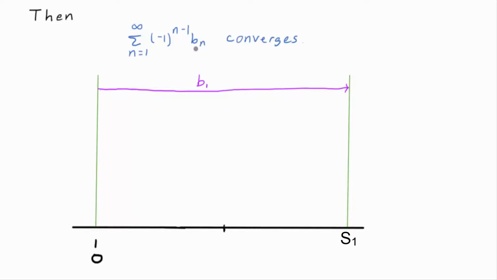If b_1 is positive, then the next term in the actual series would be negative b_2. The first term would be plus b_1, and the next term in the series would be minus b_2. So minus b_2 lengthwise would take us back the other way, but not as far, maybe to here. That length represents the second term in the series.